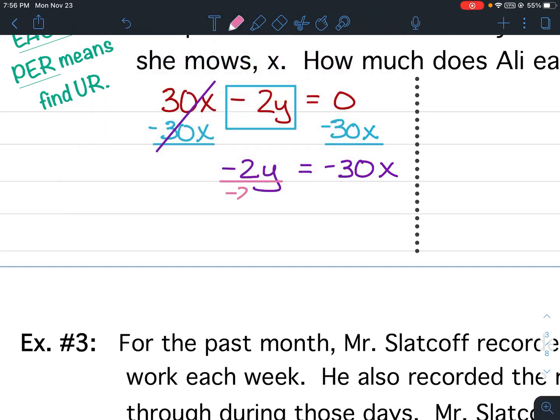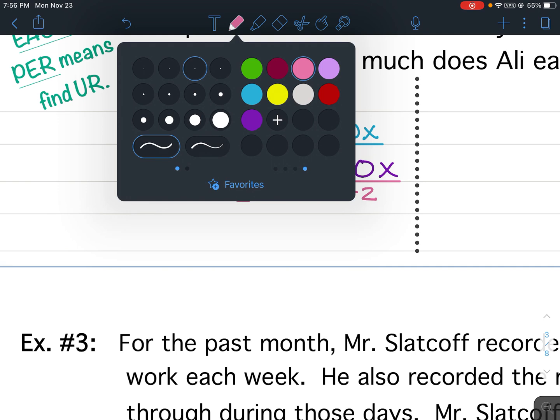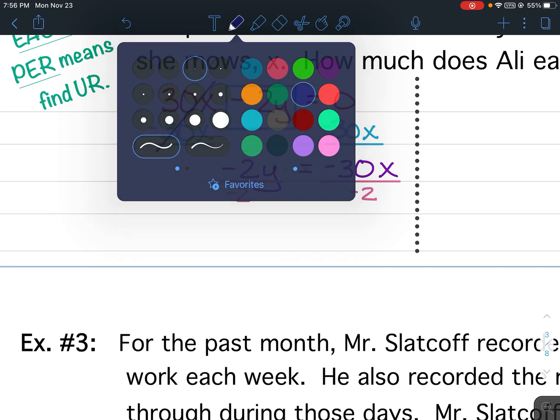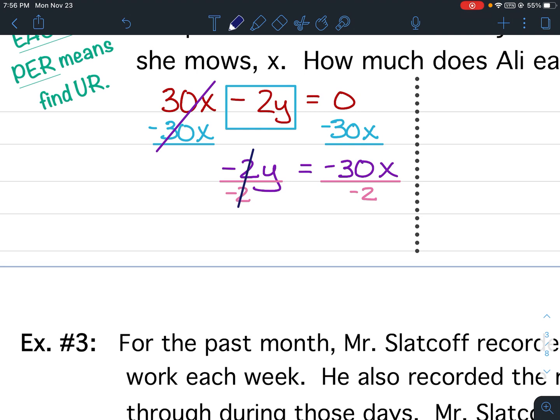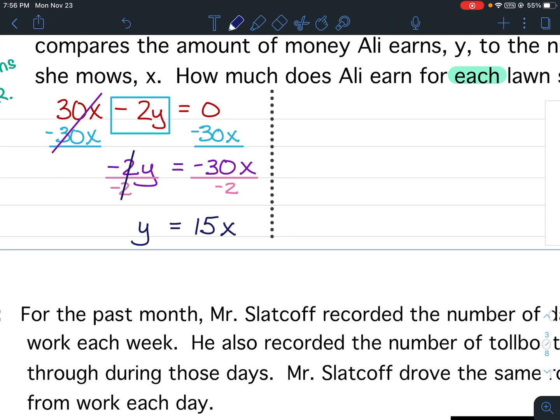Divide both sides by negative 2. So that means the negative 2's would cancel. And y equals negative 30 divided by negative 2, which is positive 15. So solving that equation for y, I get y equals 15x. Write that down over here as well.